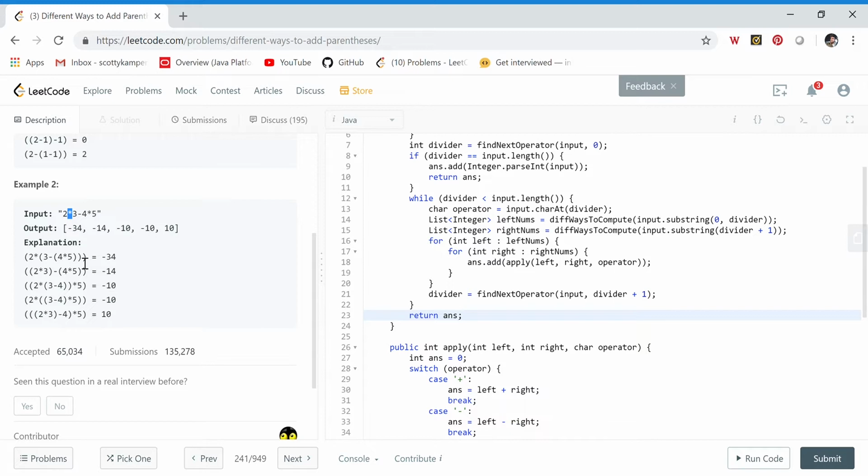We add each of those to our list, and then we find the next operator, which is this minus right here. We recursively solve each of these, and how many ways are there to do this? Well, there's just one. Left nums will have 6, right nums will have 20, and then we apply the subtraction to them, and you get minus 14 right here. And then we just keep going through it like that. So when you look at the examples, it starts making more sense.